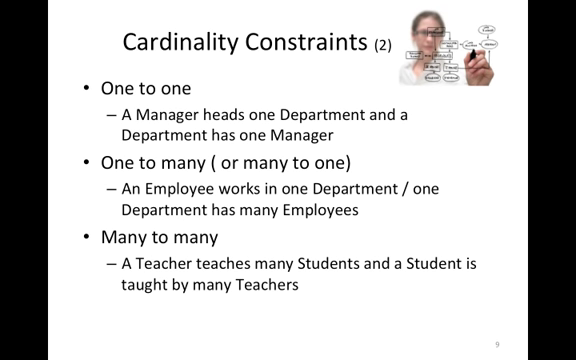And we can have many-to-many relationships. A teacher teaches many students and a student is taught by many teachers. And we can have one-to-many, like we were talking about with teachers. An employee works in one department and one department has many employees. And we can see how that's pretty straightforward. So we really have 3 cardinality constraints: one-to-one, one-to-many or many-to-one, either way, or many-to-many. That's it. 3 cardinality constraints. And it makes sense if you think about it.